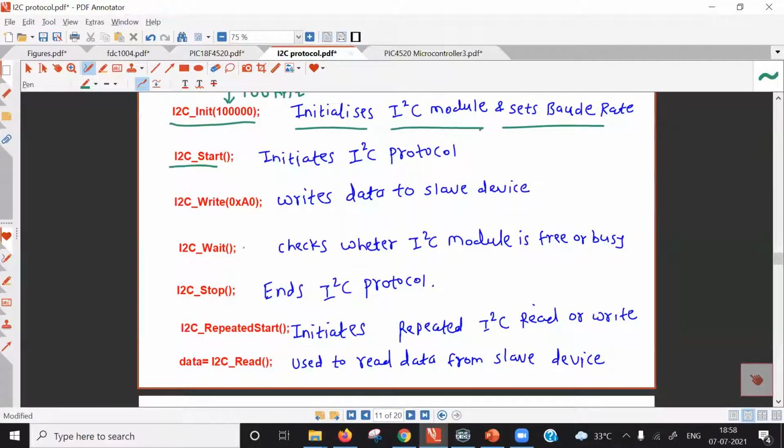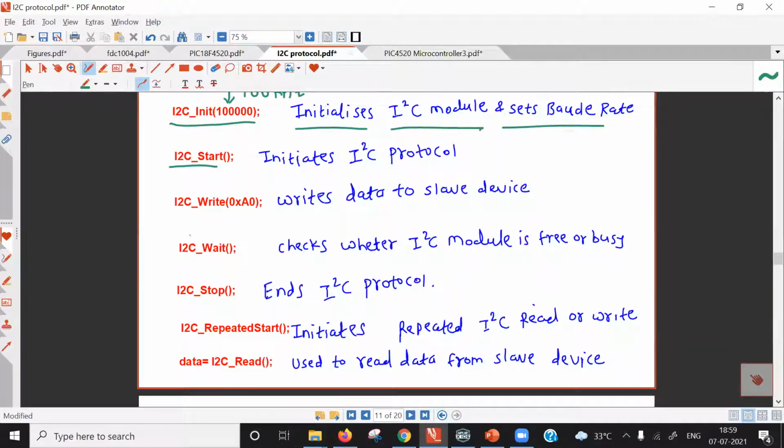I2C wait. This function is used to check whether the I2C bus is free or not. For example, if your data transmission is in progress, and if you attempt to write again to the buffer register, that may result in an error. So this function ensures that data transmission is complete. If data transmission is complete and the I2C bus is free, then and only then can we go for the next operations.